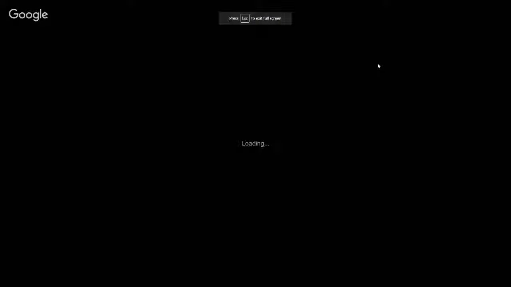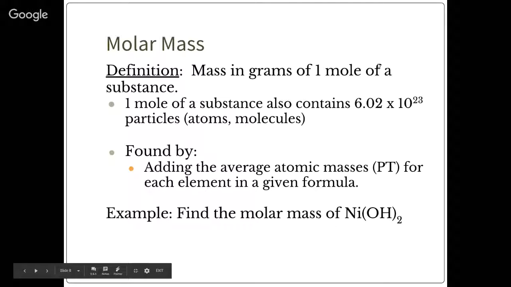All right, so molar mass, by definition, is the mass in grams of 1 mole of a substance. And 1 mole of a substance happens to represent an amount of particles. Mole is the SI unit for an amount of particles, specifically 6.02 times 10 to the 23 particles.